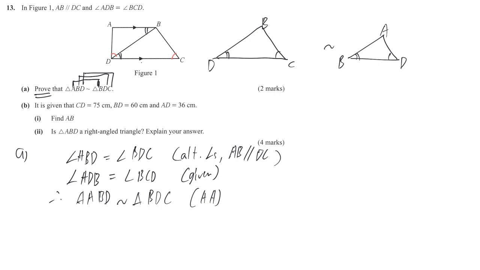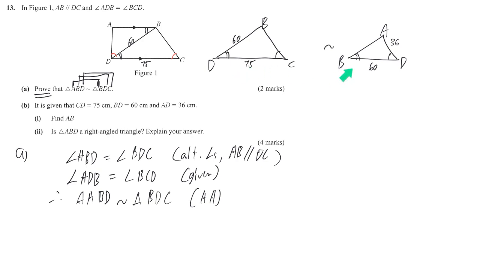They say CD is 75. That means this is 75. They say BD is 60. So this is 60. At the same time, it also appears in another triangle. It's a common side. And furthermore, they say AD is 36. Why you need to rotate them to make them the same direction is because you can find out their corresponding sides very quickly. Only DC and BD, this pair of corresponding sides, they give you both values.